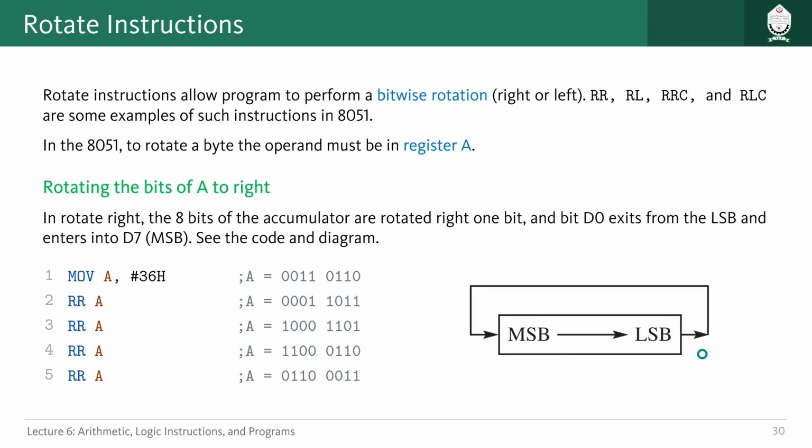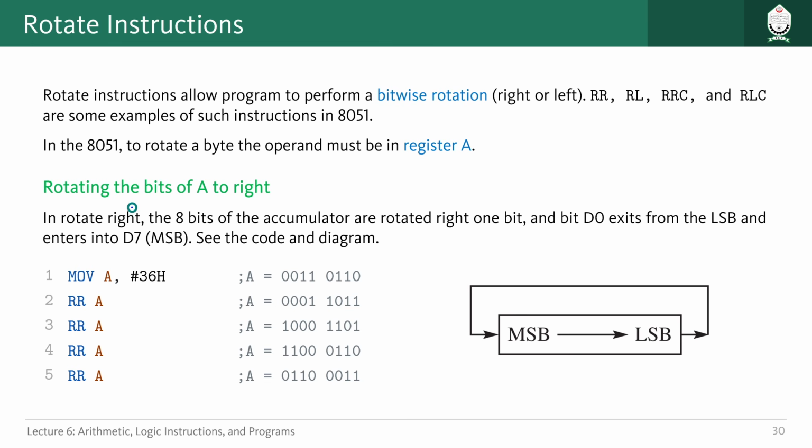Next we will look at rotate instructions in 8051. So rotate instructions allow the program to perform a bitwise rotation, okay, right or left. So you will see how they actually work. So we have some of them here: RR, RL, RRC, RLC, this kind of rotate instructions. But one thing to remember here, always this kind of rotate instructions should be used with register A.